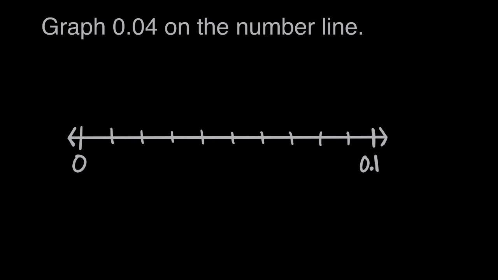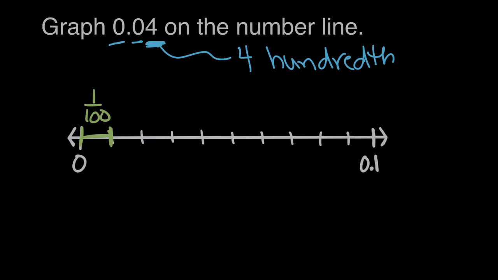So looking back at the number line, now we know that this distance, a 10th of our 10th, is a 100th. And we want to graph 0.04. Well, this 4 right here, let's think about place value. The 0 is in the ones, the next 0 is in the tenths, and this 4 is in the hundredths. So we could call this 4 hundredths, or even the fraction 4 hundredths.